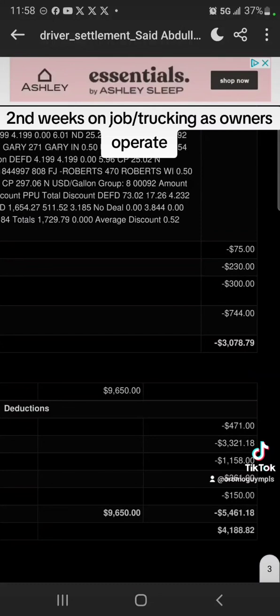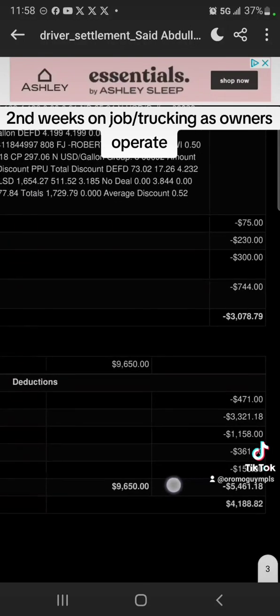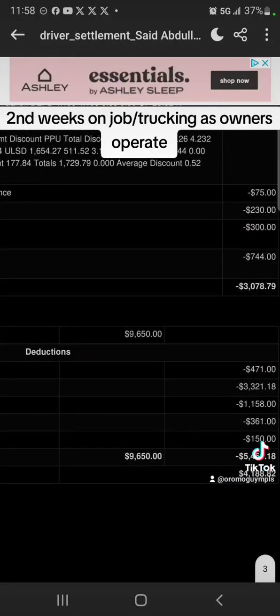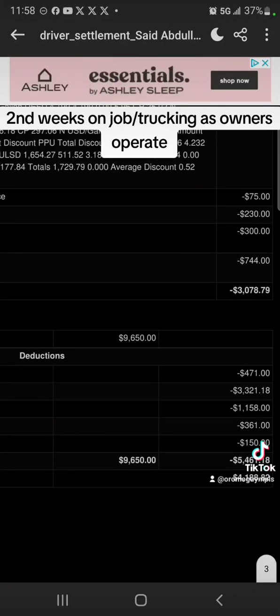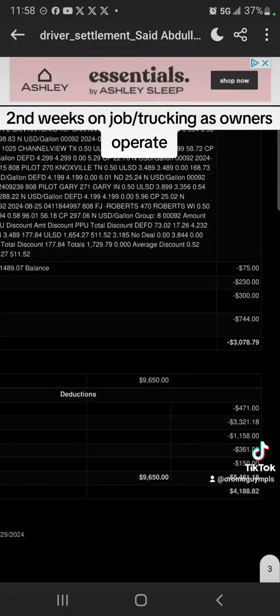And in these 2 weeks, the first week I worked 4 days, and the second week I worked the entire week. These 2 weeks I basically made $9,650, and so that's it. And right now I'm making deliveries for the third week actually.